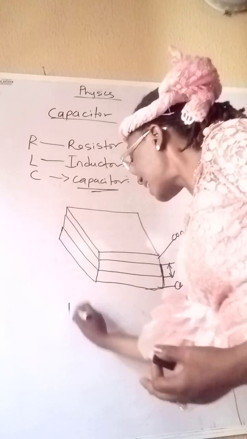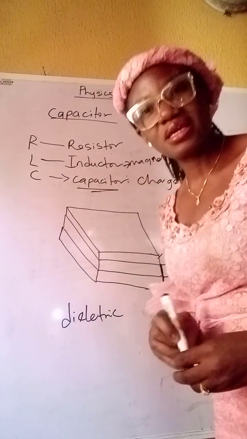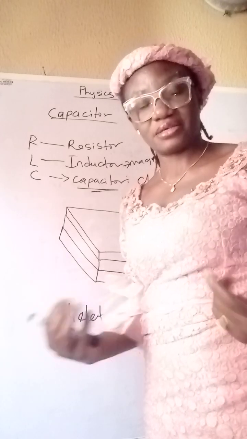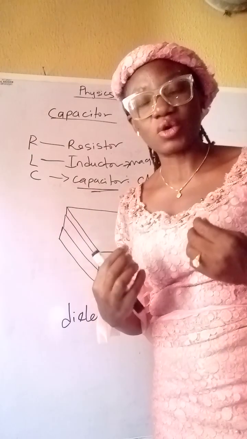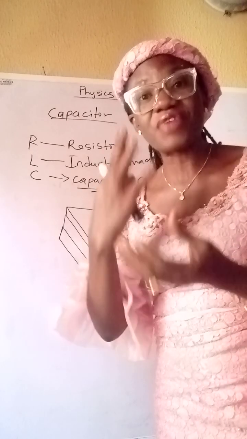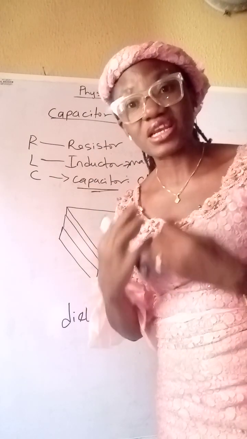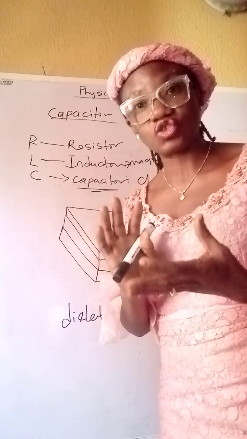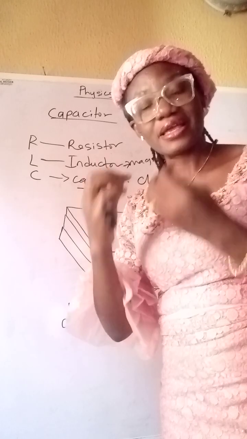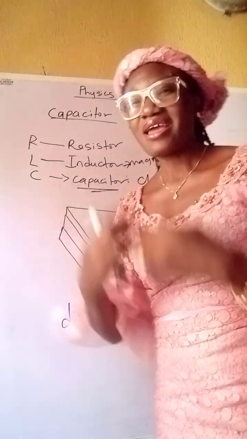A dielectric is simply an insulating material. What does that mean? It's a material that is a very poor conductor of electric current. So dielectric materials are materials that are usually insulators or are very poor conductors of electric current.